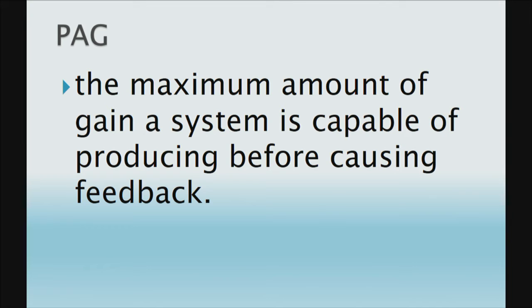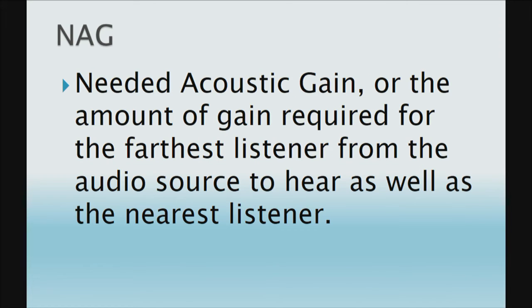If you've never heard of this, some of you probably have gone through a class on this, but your PAG is the maximum amount of gain you can get out of a system before it goes into feedback, my potential acoustic gain. And then your NAG, my needed acoustic gain. A really good point here: he hears me at a certain level. I want the gentleman in the back to hear me at the same level. So what kind of dB do I need to get out of a system to do that? That's what we want, everybody to have that same experience.